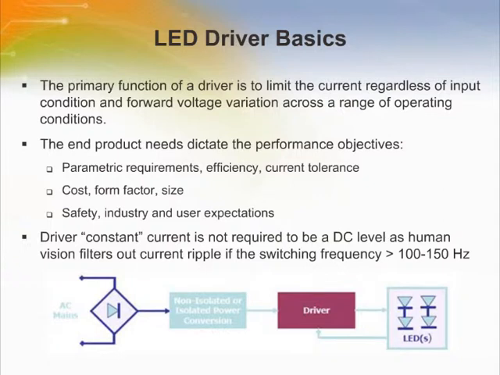LEDs are a current-driven device that requires current limiting when driven from a voltage source. Therefore, the primary function of an LED driver is to limit the current regardless of input condition and forward voltage variation across a range of operating conditions. However, the constant current is not required to be a DC level, as human vision filters out current ripple if the switching frequency is above 100 to 150 Hz. The end products need to meet different performance objectives, like parametric requirements, efficiency, current tolerance, cost, and safety.